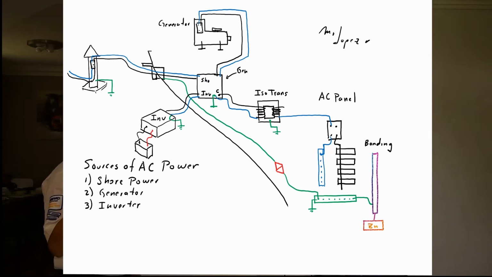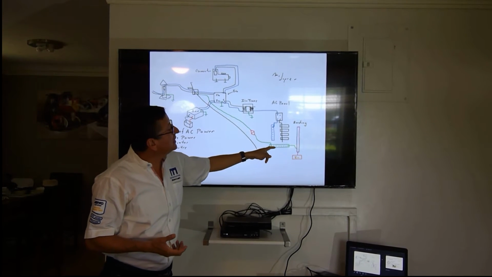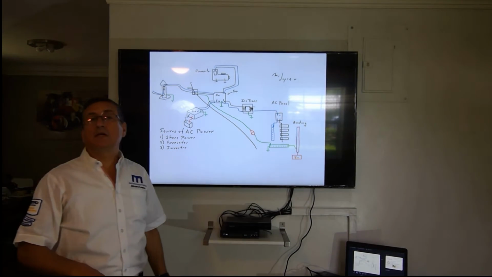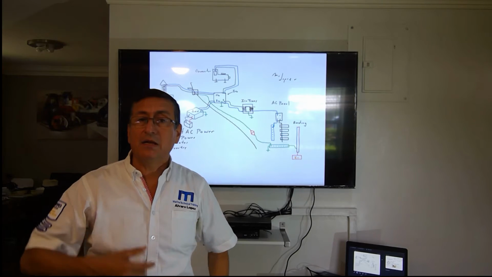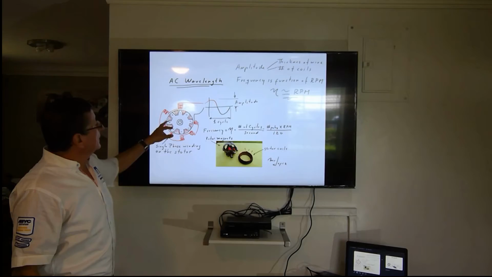The ground, we are going to study later, the ground never passes through the switch selector. The ground goes directly into the ground bus bar and directly into the bonding bus bar and directly into the sinks. This is the next chapter related with bonding and lightning protection.